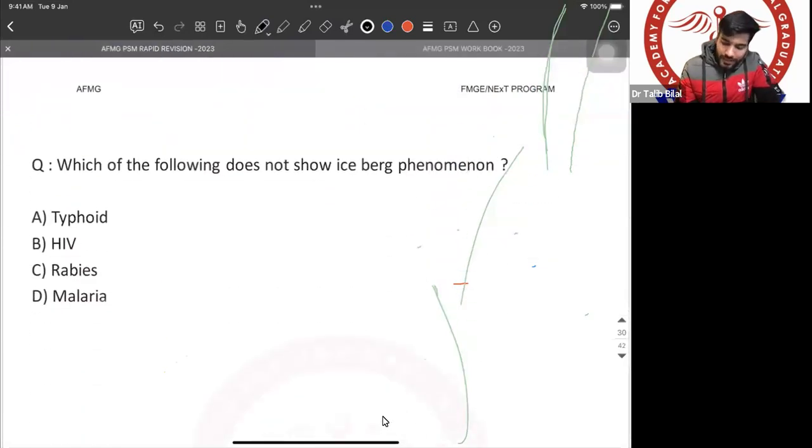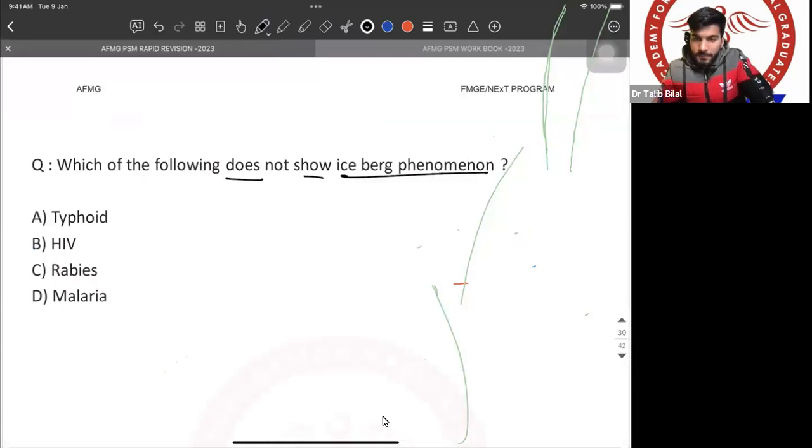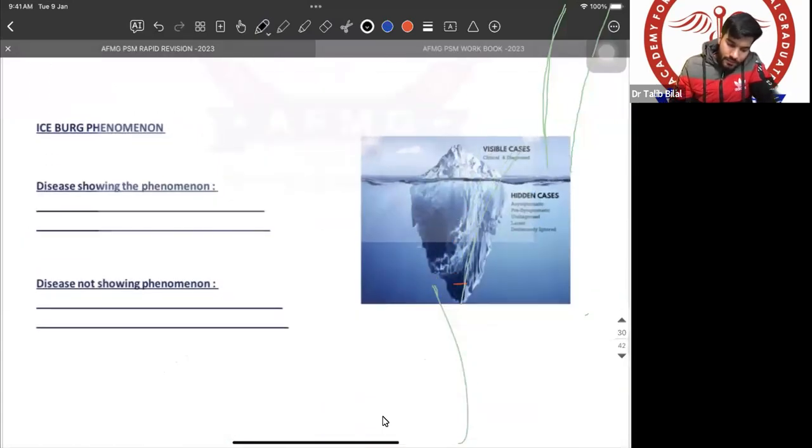Which of the following does not show iceberg phenomena? What will be your answer, guys? Very good. The answer is rabies. Okay, so let's discuss, guys, iceberg phenomena.